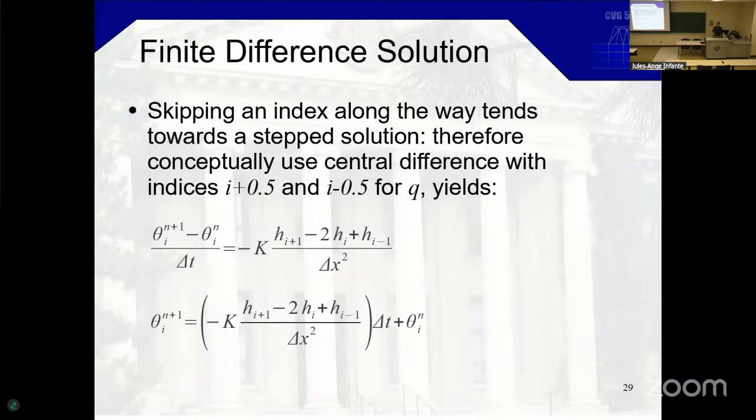Let's continue. So as we saw, skipping an index was not a solution. It was just making little steps, causing all sorts of trouble and not leading to a solution. So that's why we use the I+5 and I-5. Okay, conceptually, and that way we solve properly. Now, what happens when K is not uniform though?